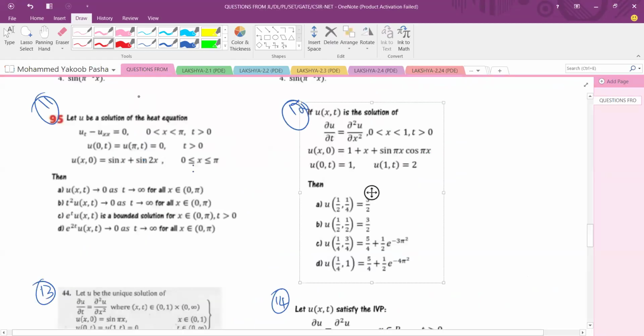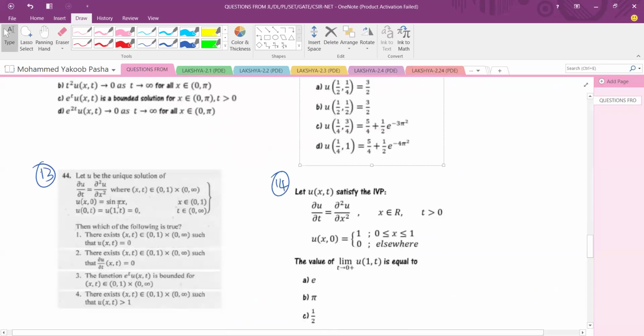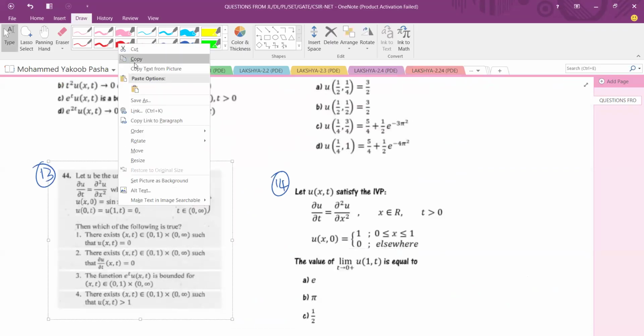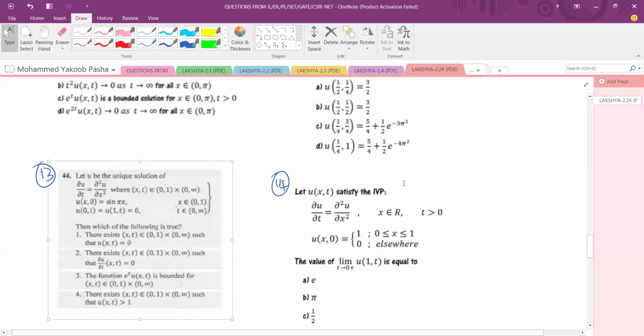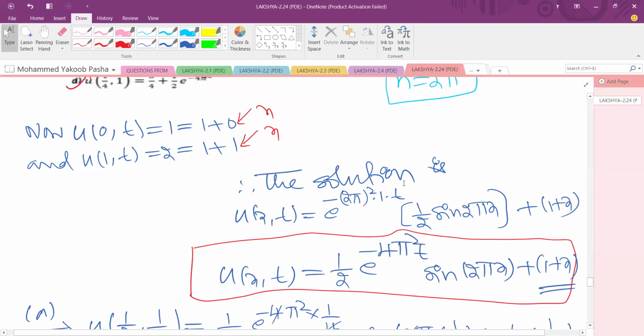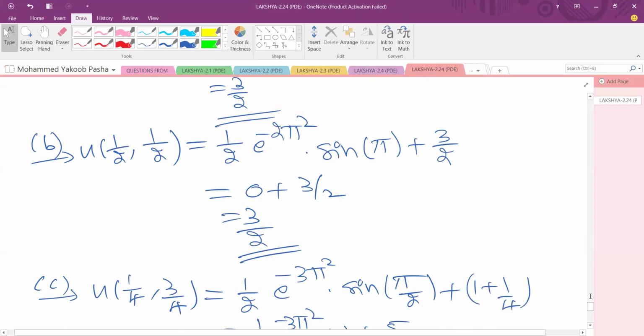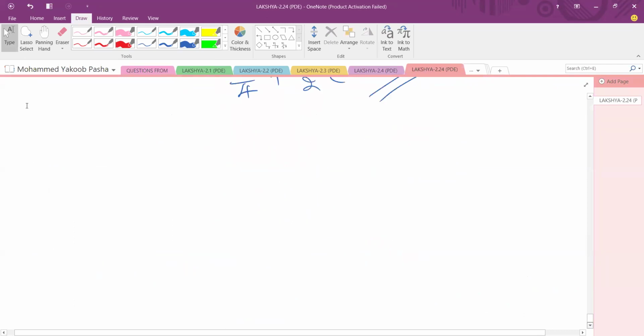This is my next problem. These are the most important questions collected from previous CSIR, GATE, IIT-JAM papers.